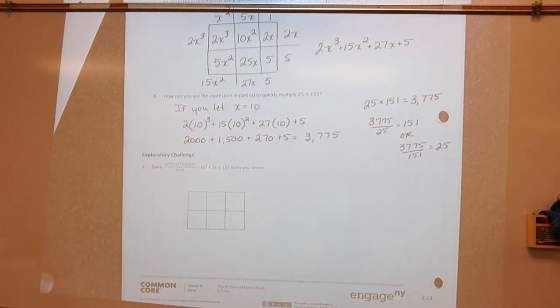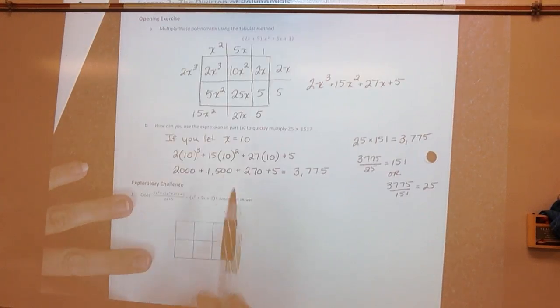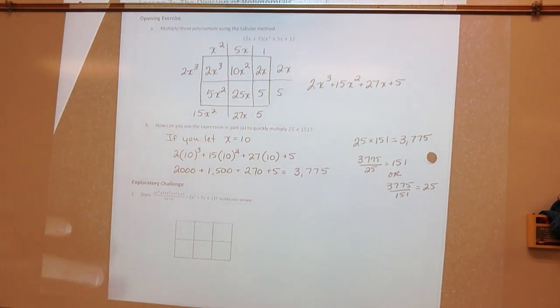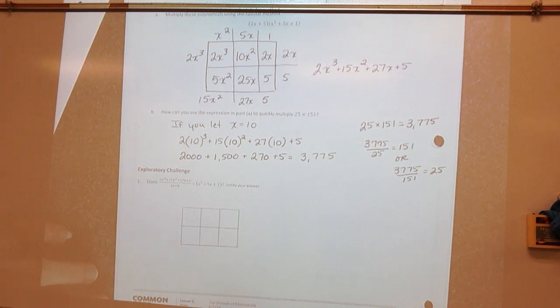Notice it looks very similar, our tabular method here. So think about how we multiplied. We multiplied something times something to get our answer. So that answer ended up out here when I multiplied. So that answer has to end up out here when we do our division.